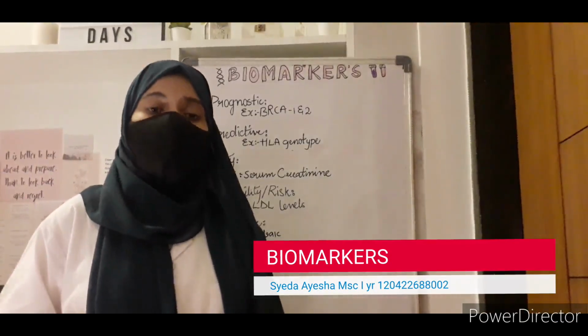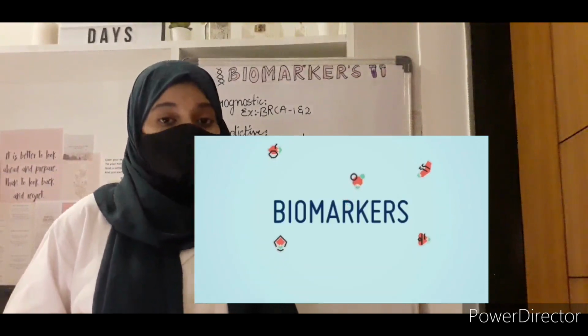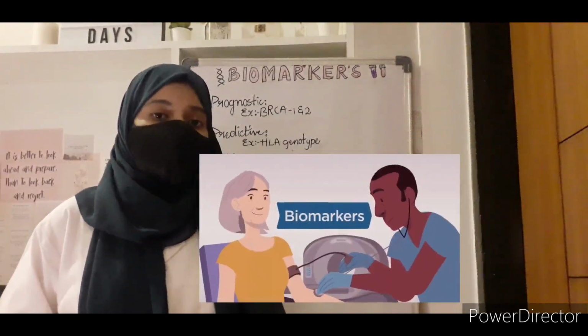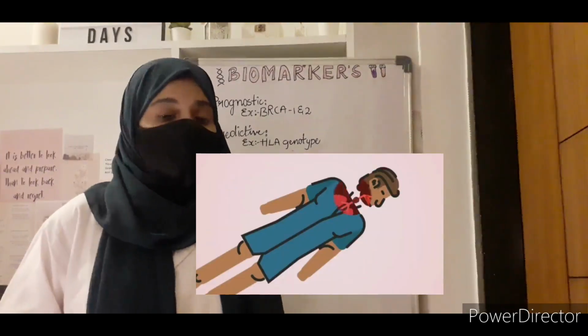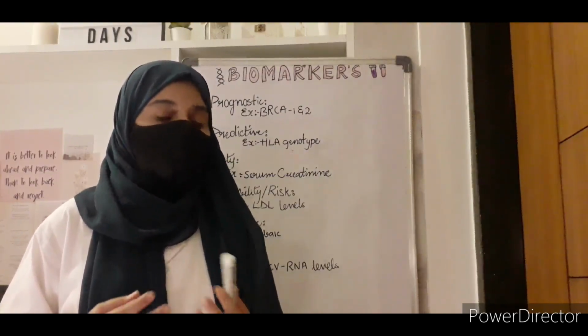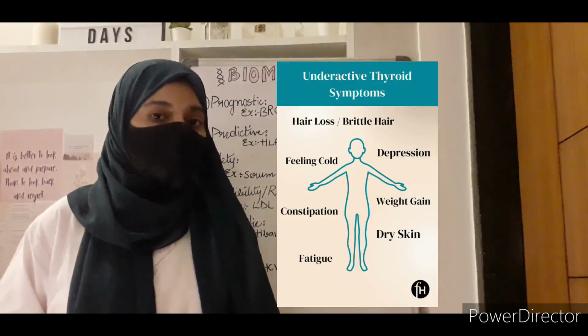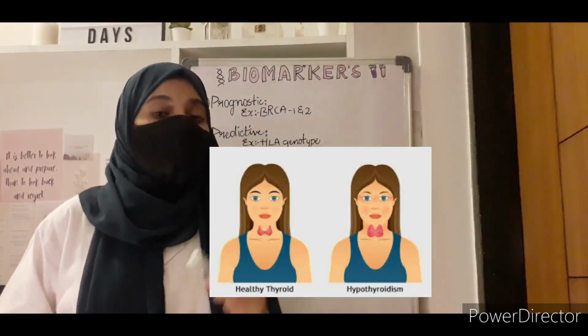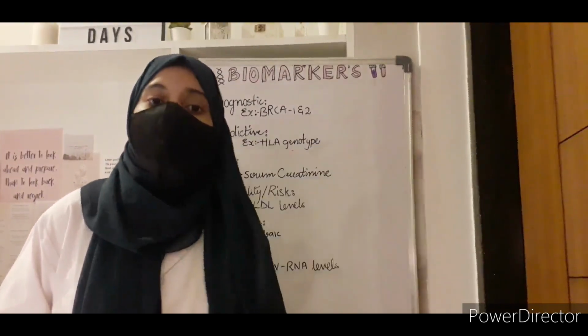What is a biomarker? A biomarker is any measurable indicator of the state of a body, like TSH. When this pituitary hormone is produced less in the body, it shows certain symptoms, and thus it indicates that there is an underlying disease which needs to be addressed. Hence, TSH is a measurable indicator, and that is a biomarker.